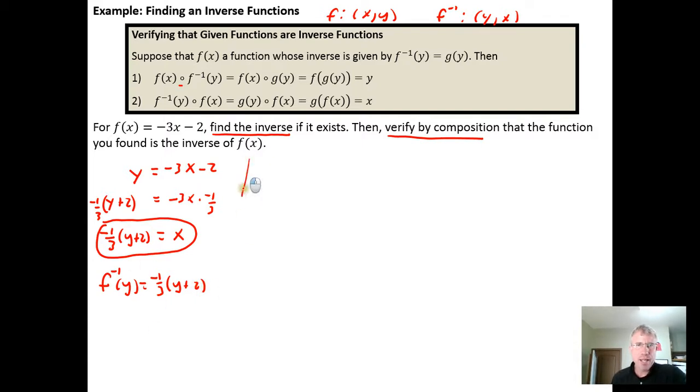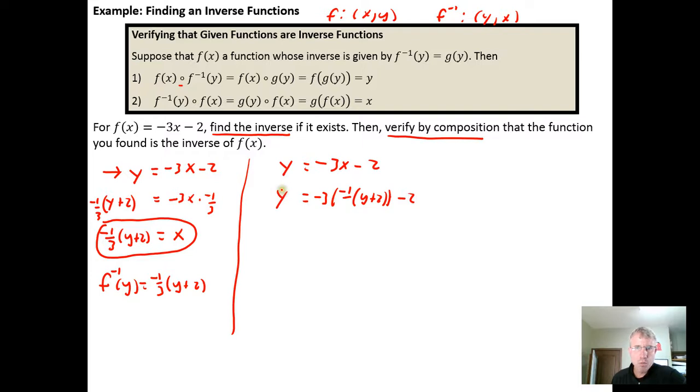So to verify by inverse, all we need to do is do function composition. We feed the one function into the other. So let's start with the first function, y equals negative 3x minus 2. And I've solved for x here. My inverse is x. So if I replace x with this stuff, negative 1/3 of y plus 2, and then I have my minus 2 right here, y should equal this stuff. So in other words, if I put the inverse into my function, I should get y, because I should get the statement y equals y. I should get an identity coming out of this.